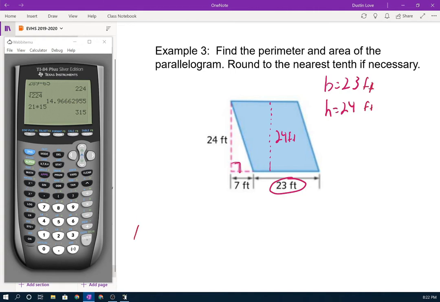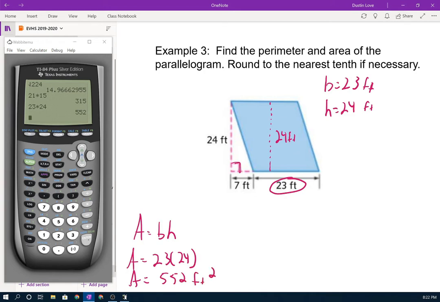So to find the area, I'm just doing base times height. Let's actually write that right. 23 times 24. 23 times 24 is 552 feet squared.